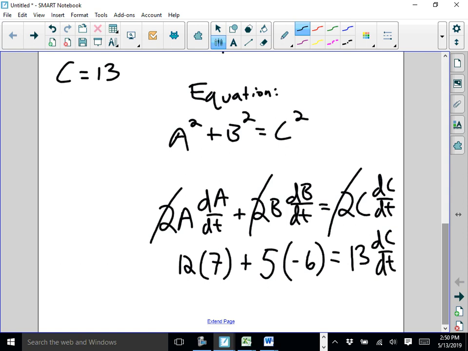Okay. Now again, if we're in free response, I would just divide by 13 and leave it very unsimplified. If this wasn't free response, I'd say, okay, 84 minus 30. 84 minus 30 is 54, so it's 54 over 13.